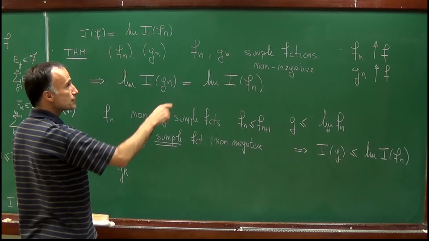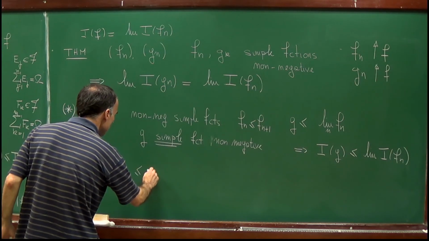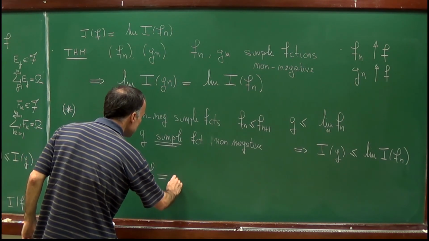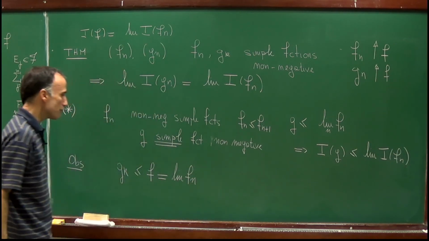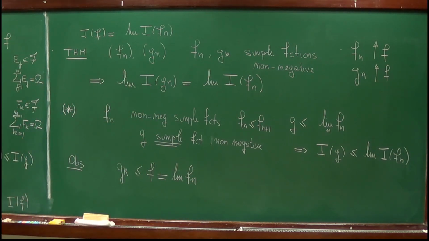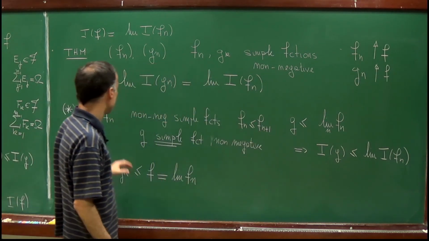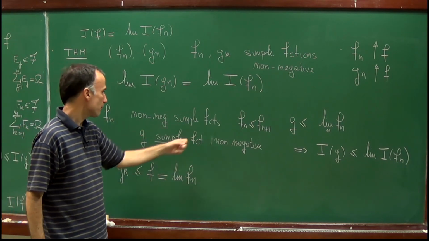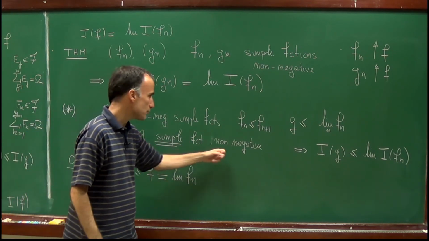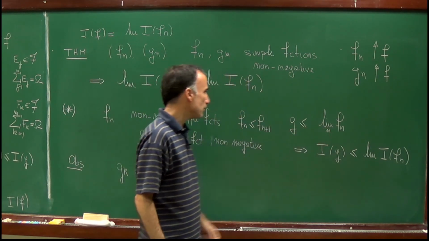Gk increases to f, so gk is smaller than f, and f is the limit of the simple functions fn. So we are exactly under the assumptions of this remark. Fn are non-negative simple functions. Gk is a simple function which is also non-negative. Fn is monotone. Gk is smaller than the limit.